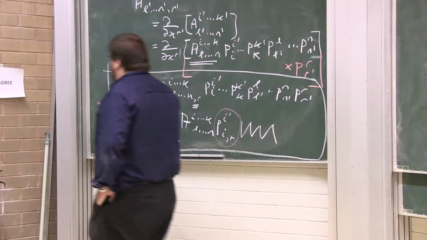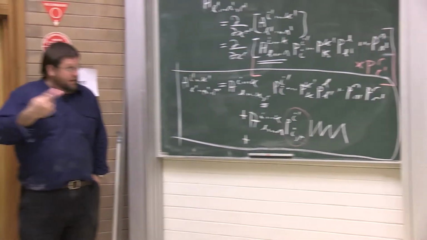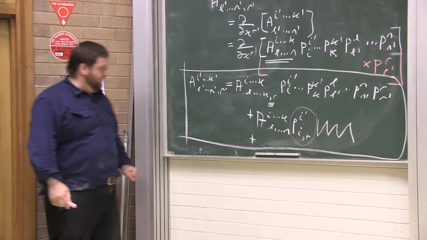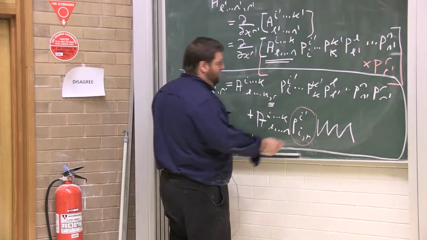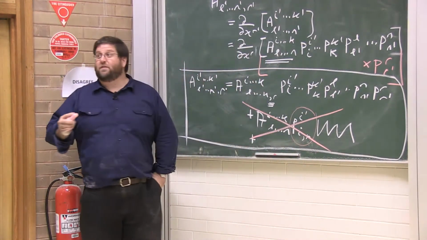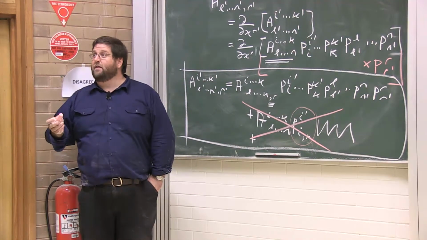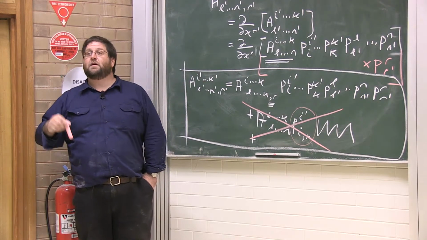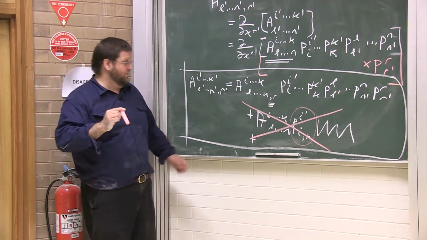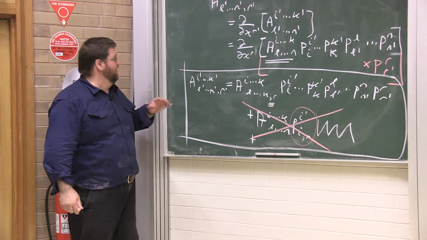So if your xj are linear functions of the xj primes, and conversely, if you restrict yourself to linear transformations, then this term disappears. In special relativity, our transformations will be linear. The Lorentz transformations are linear. In general relativity, that's not true. So this is a point at which special and general relativity diverge.